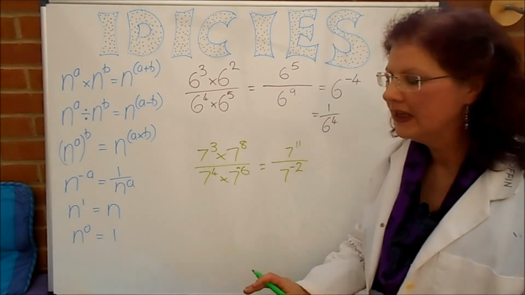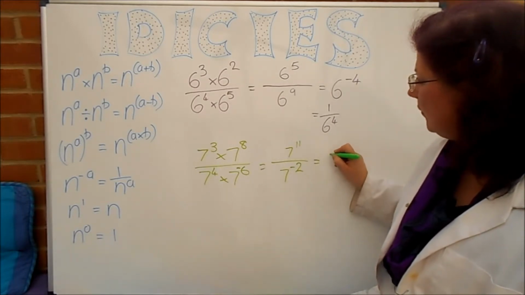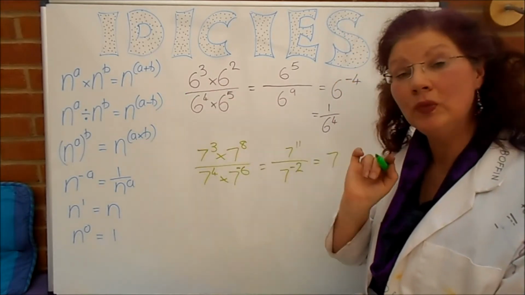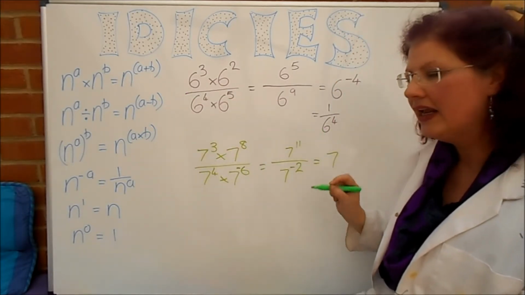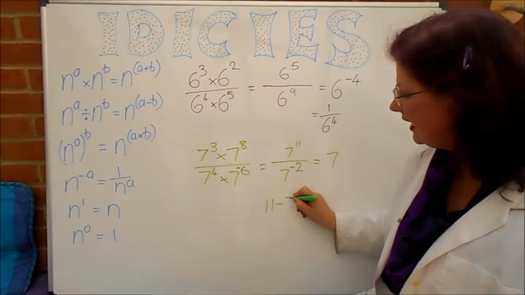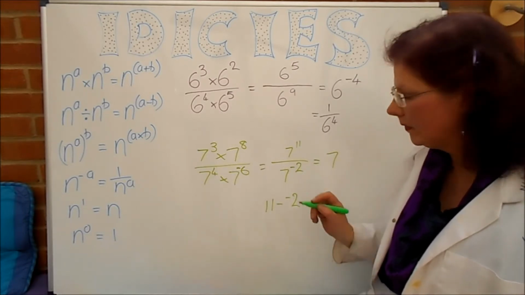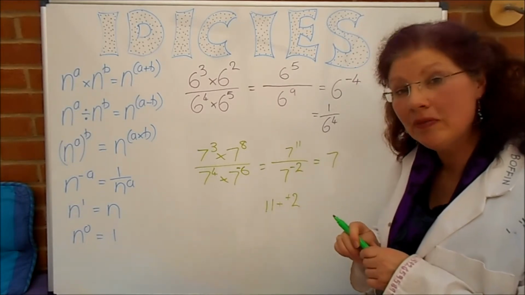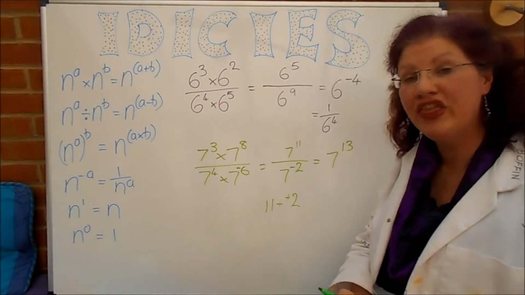Now let's combine these, and again, watch the negative. That will combine to 7 to the power of, when we're dividing the numbers, we subtract the powers. So we've got 11 take away negative 2. I'm just going to write that down. The powers are 11 take away negative 2. Hopefully you might recognise that as the same as 11 plus normal 2. That comes out to 7 to the power 13.